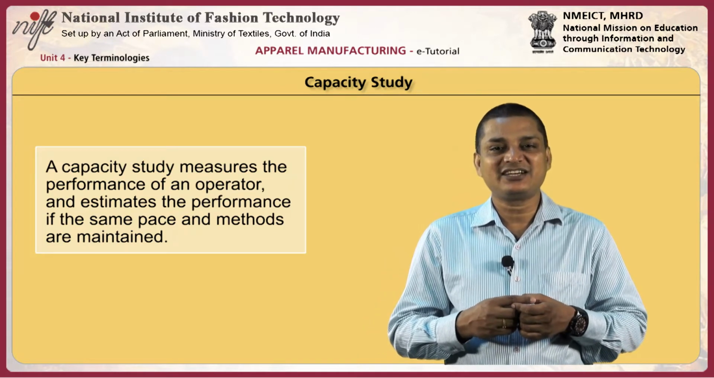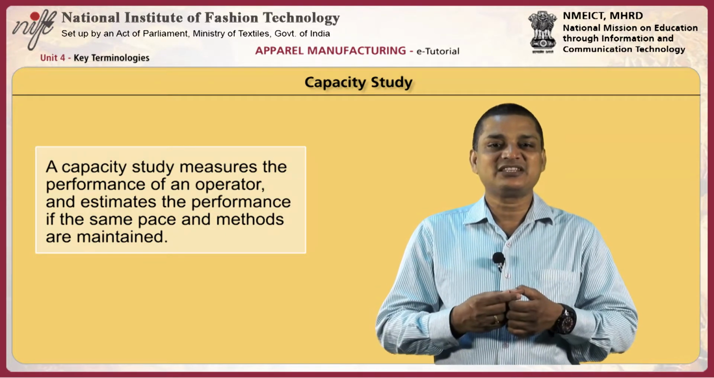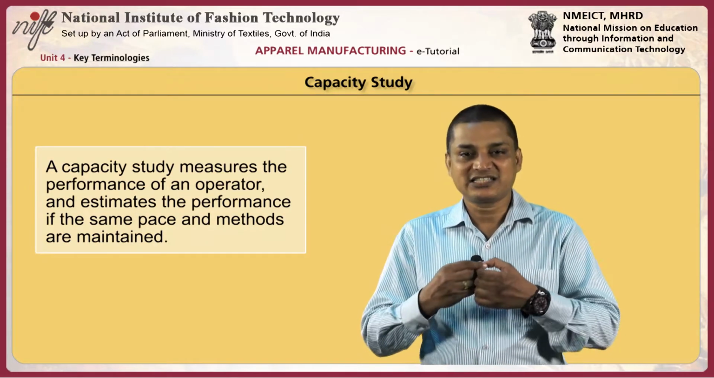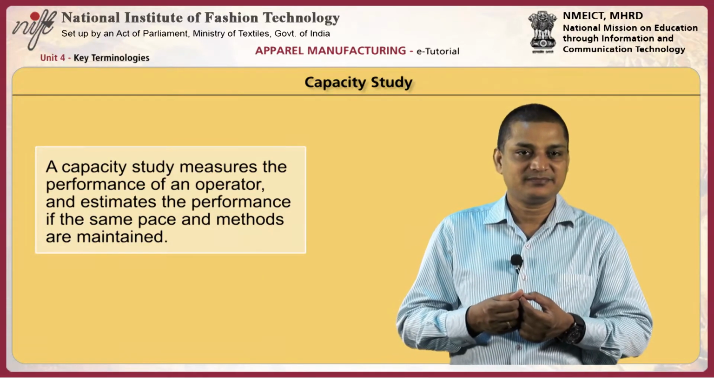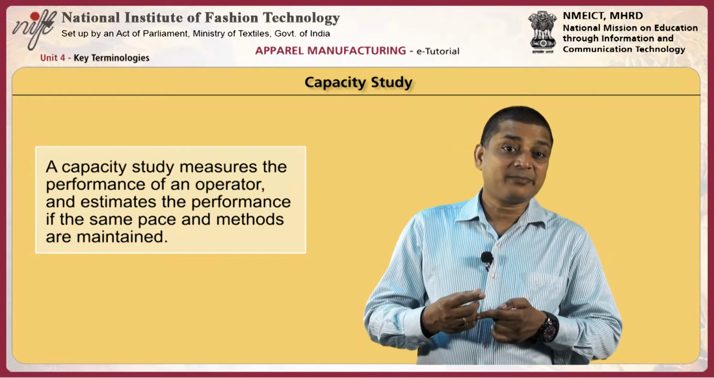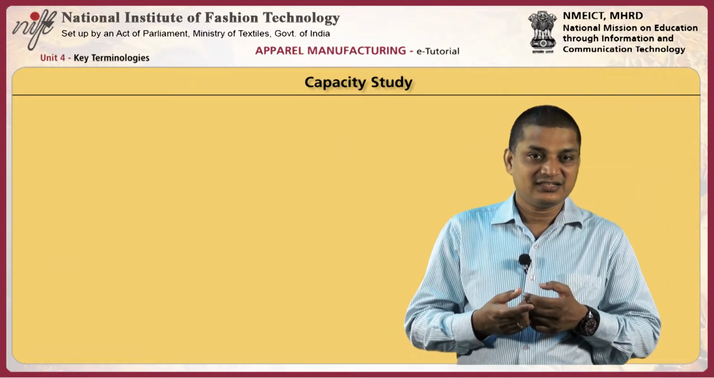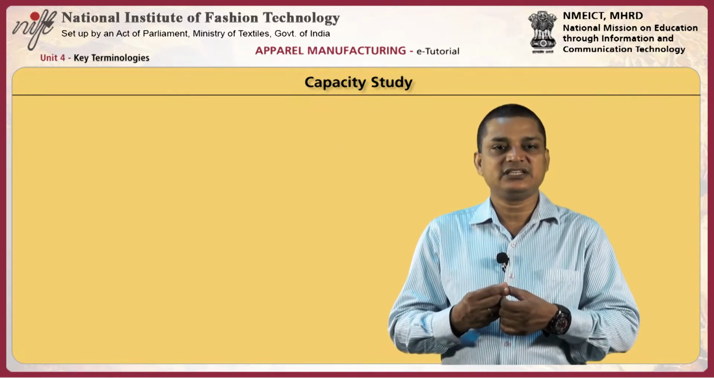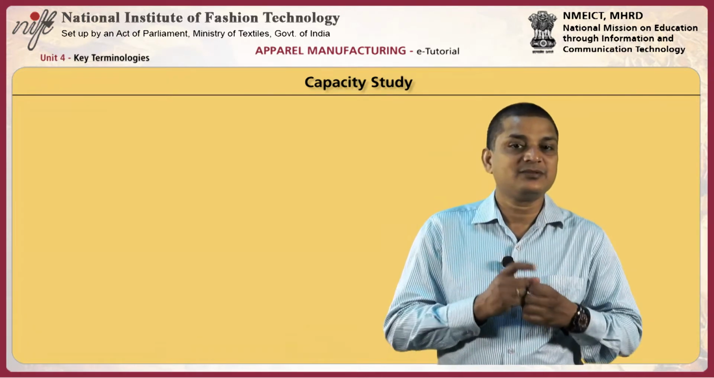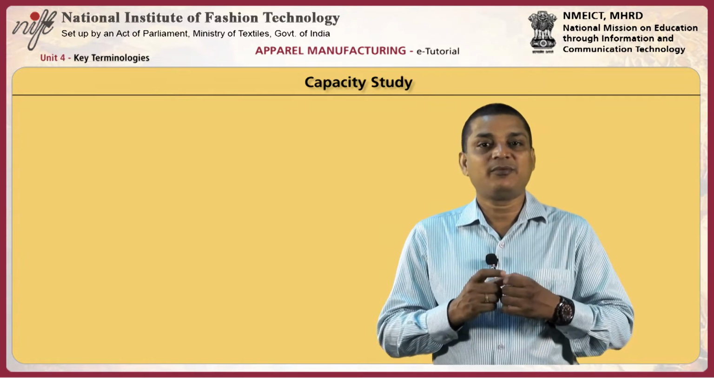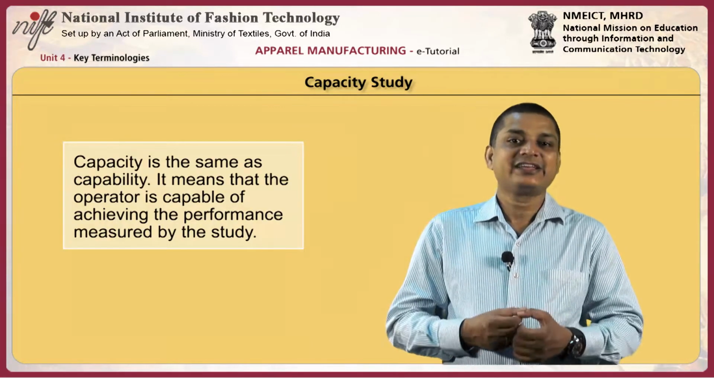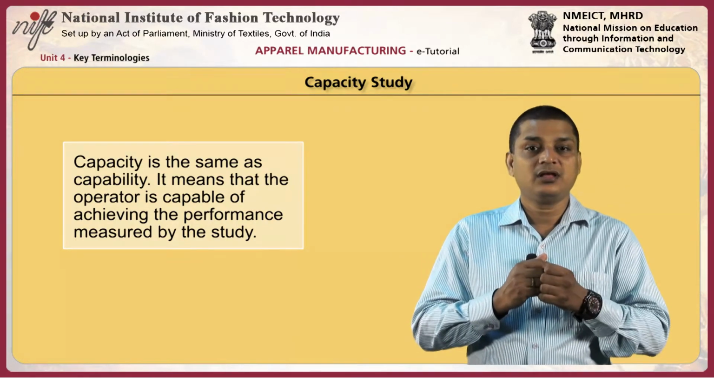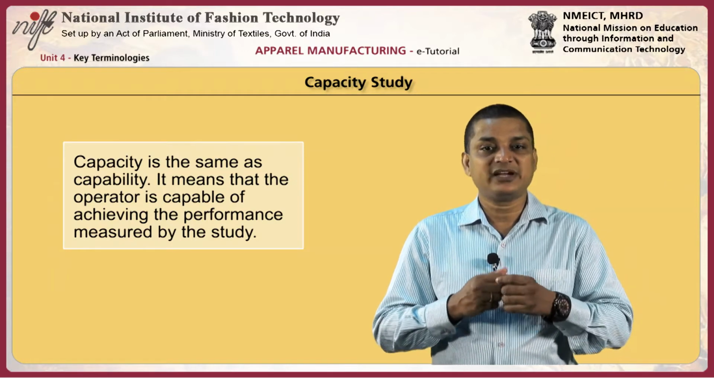When we make a capacity study on an operator, we are measuring the performance she should retain if she continues to work at the same pace and use the same method, which can be as observed during the study. This means that at the end of the study, we can say that the operator has the capacity to be a 120% performer, or whatever performance level the study indicates. Capacity means the same as capability. It means that the operator is capable of achieving the performance measured by the study.